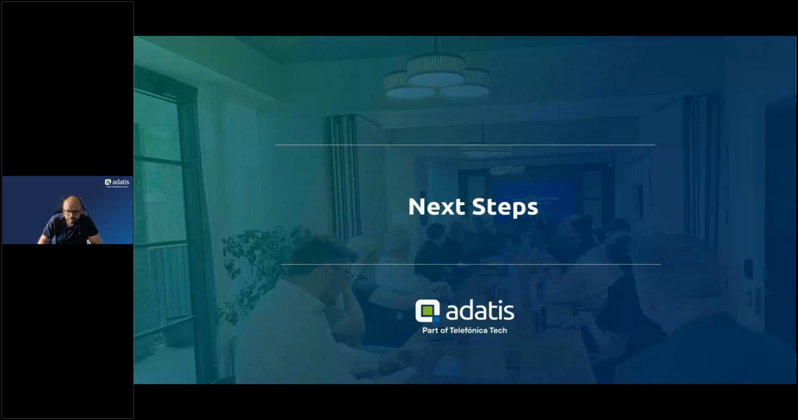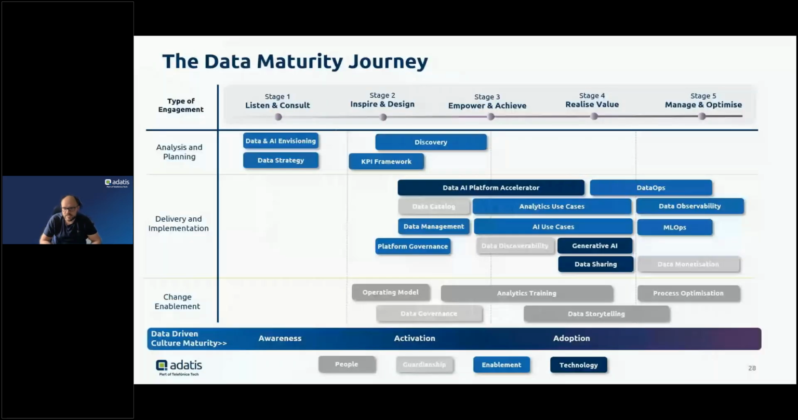Great. So, in terms of next steps, at Adatis we're able to assist with all stages of the data maturity journey. Whether you're at the stage where you've got lots of data and you don't really know what to do with it, we can carry out some envisioning to understand what the potential use cases are and start to build out a roadmap of how you can adopt data. And then we can also do the delivery side, actually building out the solution and giving you that platform to build on top of and start to build those use cases on.